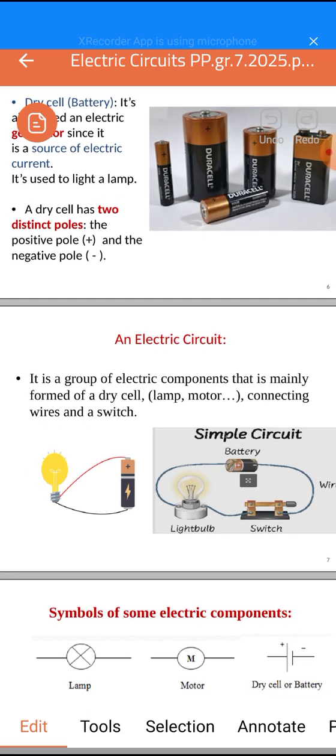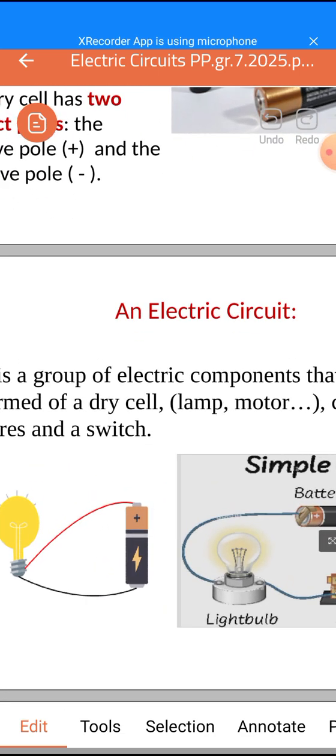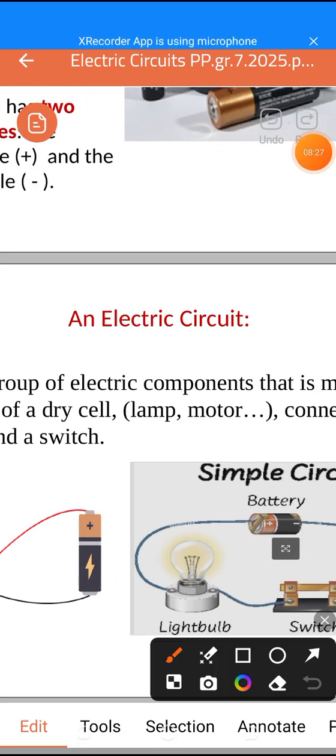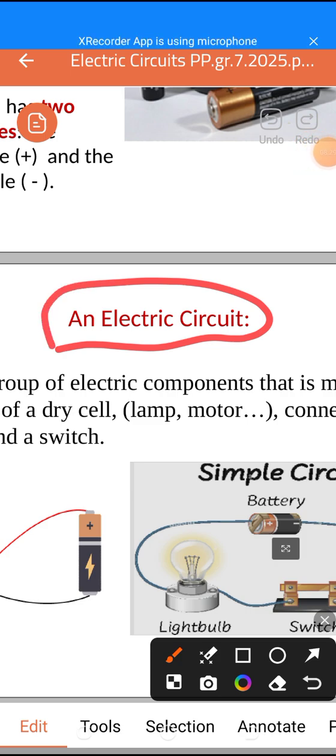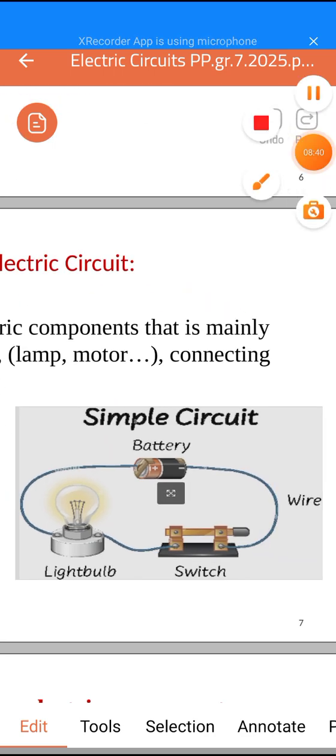Now, when we want to connect the dry cell to the lamp, we need connecting wires. So when we join the lamp to the dry cell, we form an electric circuit, which is the title of our lesson. So electric circuit means when we connect the components together, when we join the lamp to the dry cell by using connecting wires, we form an electric circuit, like in the figure here.